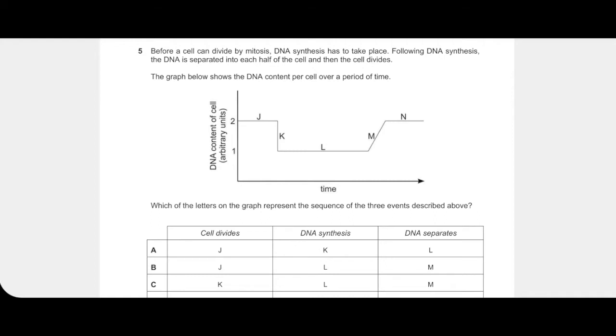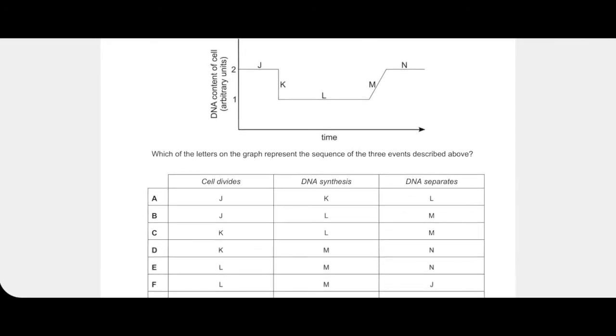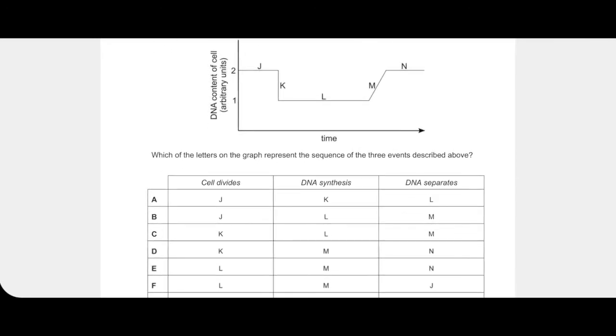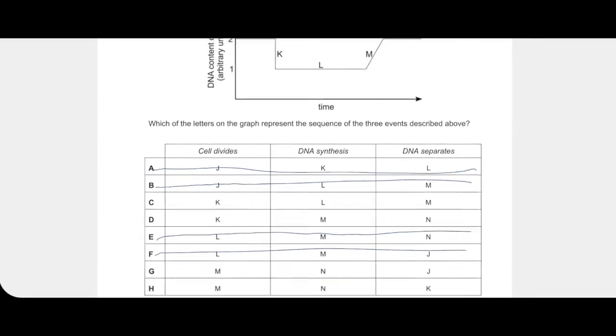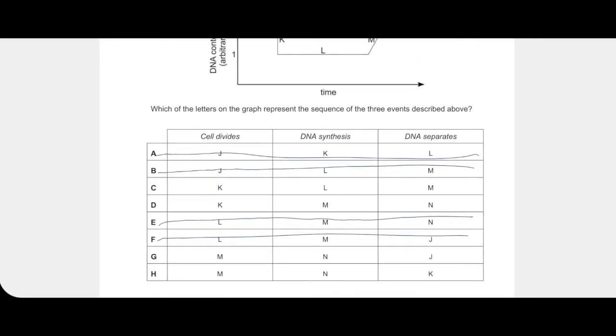So, let's look at column number 1. The cell divides, therefore we're going from DNA contents of 2 down to 1. Therefore, K is going to be our letter for column 1. So we can eliminate A, eliminate B, we can eliminate E, we can eliminate F, we can eliminate G, we can eliminate H.